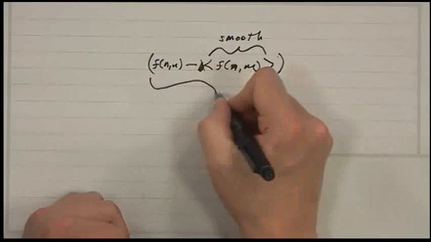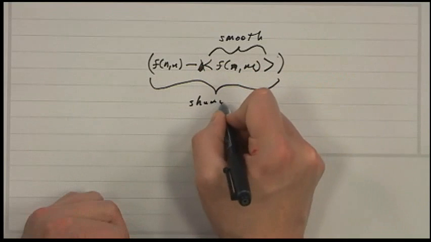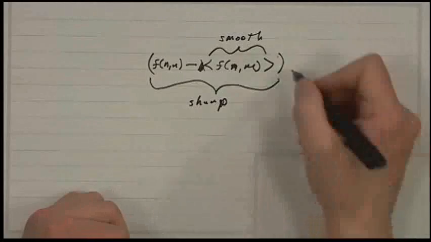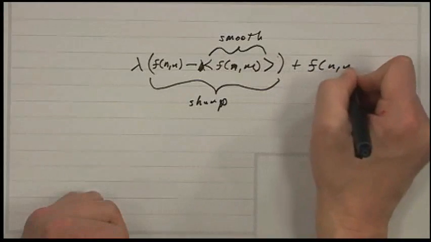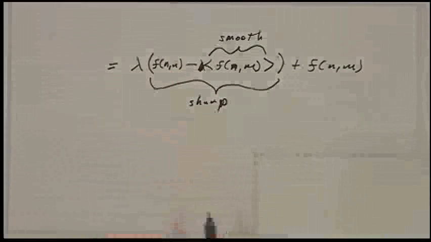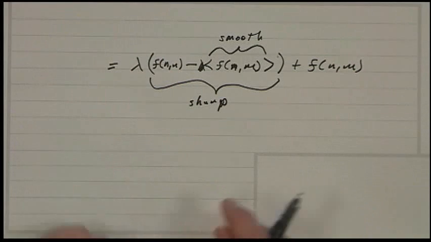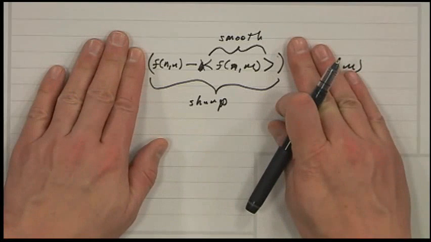Okay, this is the sharp part, right? And then you take this, you add a little bit of this back to the original image. And this is sharpened. That's the sharpened image, okay? And this is just the sharp part. This is just the high frequency part, right?